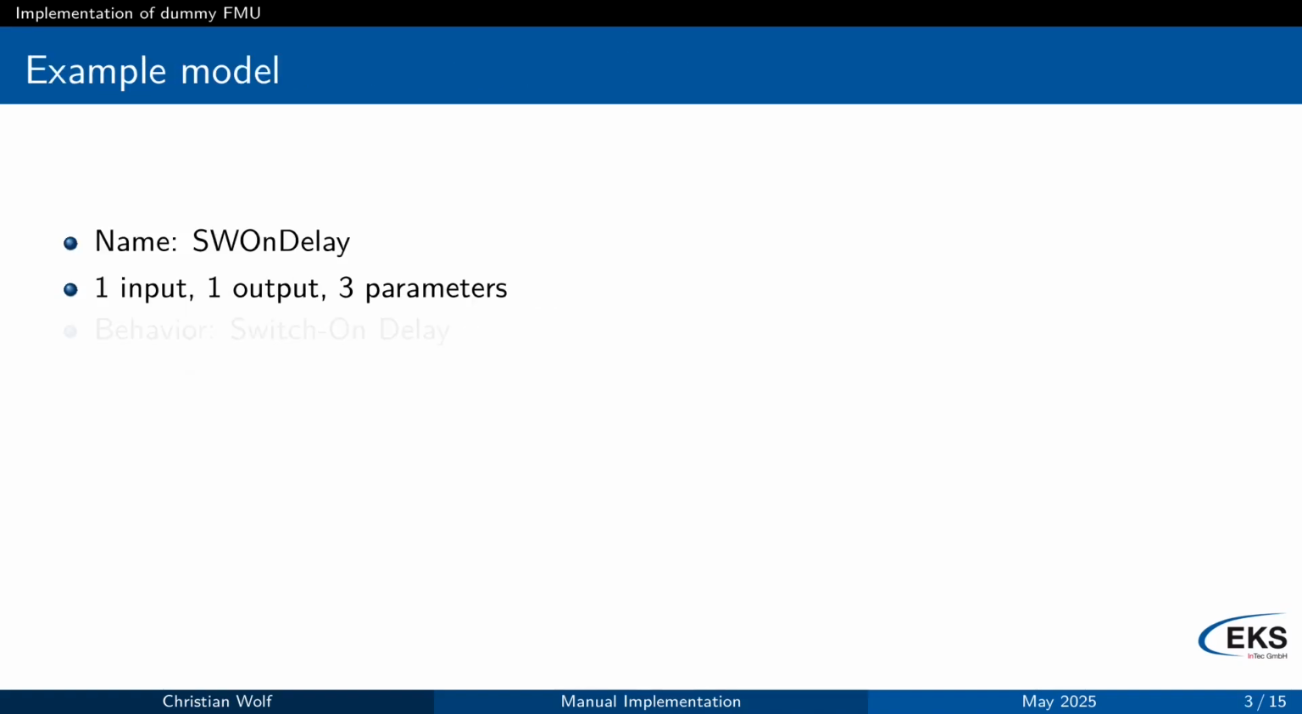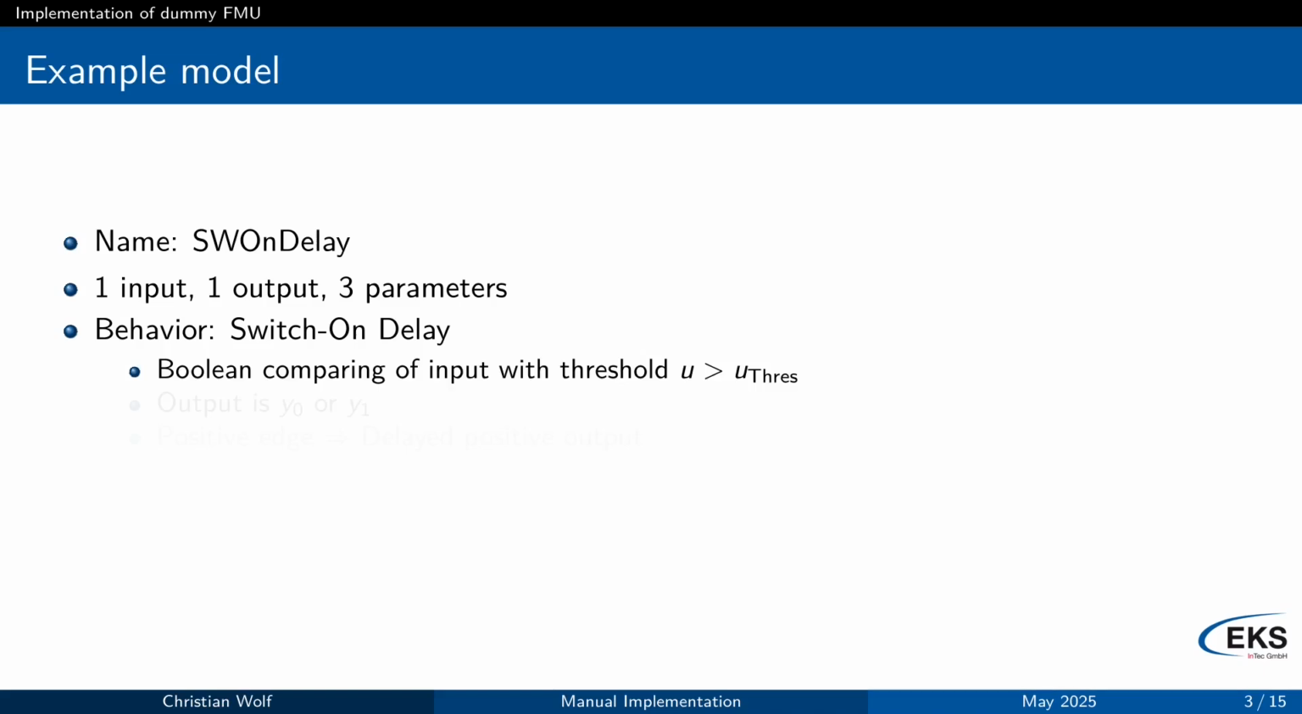What is this example model about? We call it SV on delay, switch on delay. It has one input, one output, and 3 parameters. What we want is a switch on delay. That means we have a Boolean comparison. We have an input, and we have a parameter u threshold, and we have an output, which is one of two values, either y0 or y1.